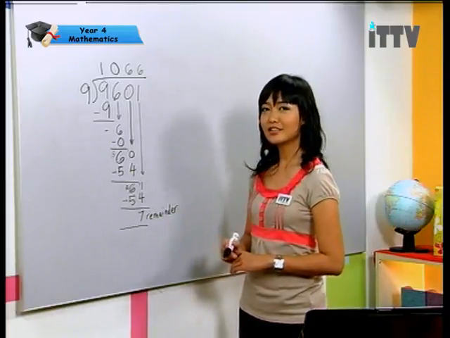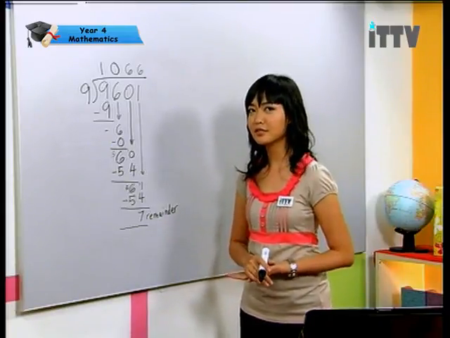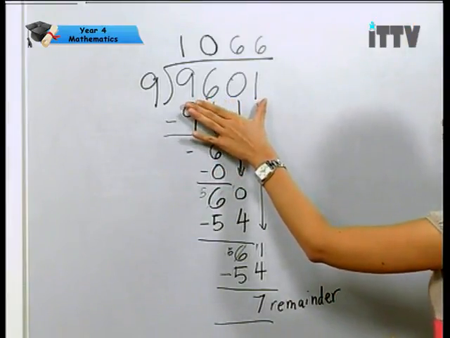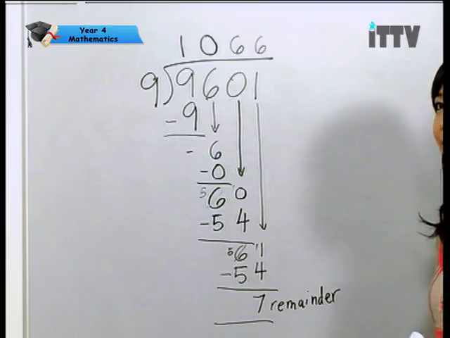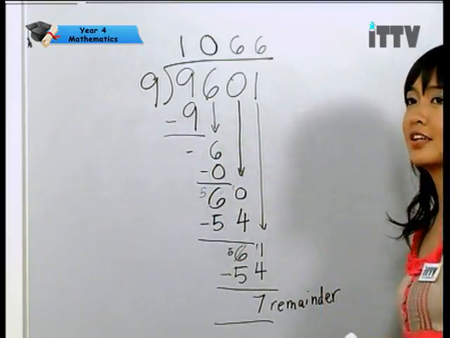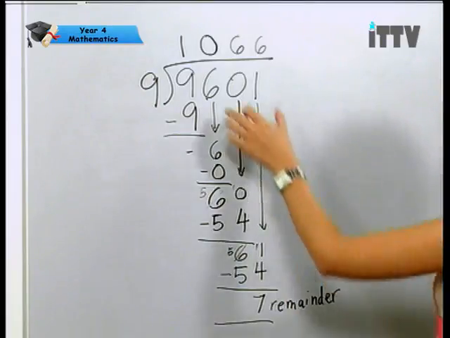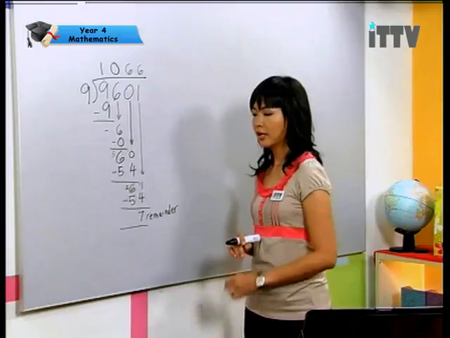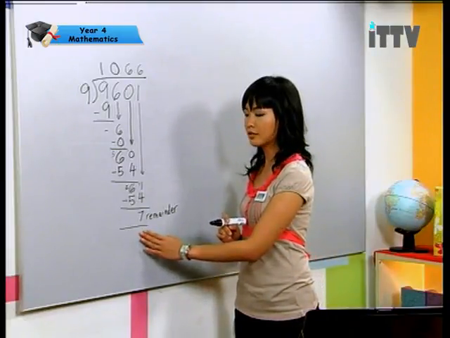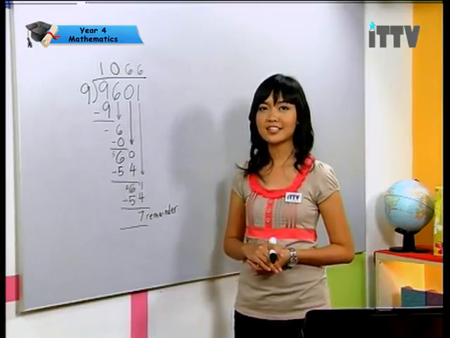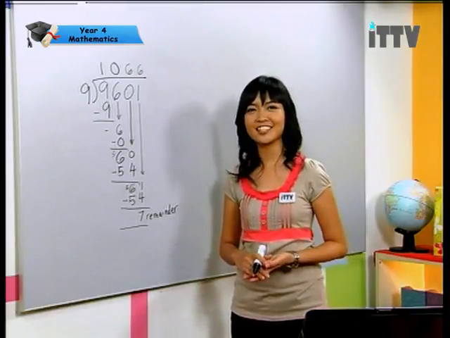Now, let me introduce you to some of the terms used in long division. This number is what we call the dividend. And this number over here is called the divisor. Our answer is called the quotient. And the number we have at the bottom here is called the remainder. Sometimes we just use the letter R to represent it. Now let's try another question.